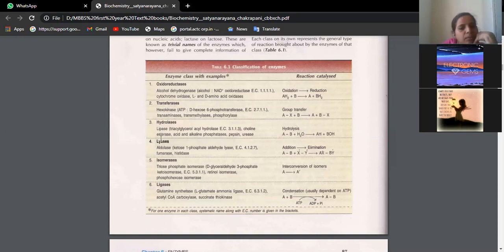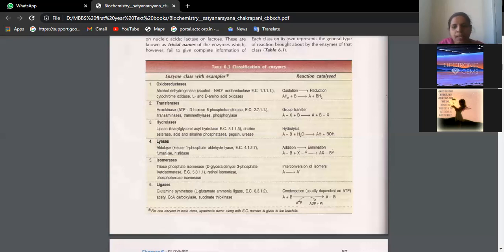Then hydrolases. Hydrolysis means water is added to bring about the breakdown of the substrate. Generally, hydrolysis reactions you study under the xenobiotics chapter and many more chapters, but there you will study it separately because hydrolysis is one of the modes of detoxification of various metabolic end products of the body. Here you can use examples like lipase, cholinesterase, acid and alkaline phosphatase, and so on.